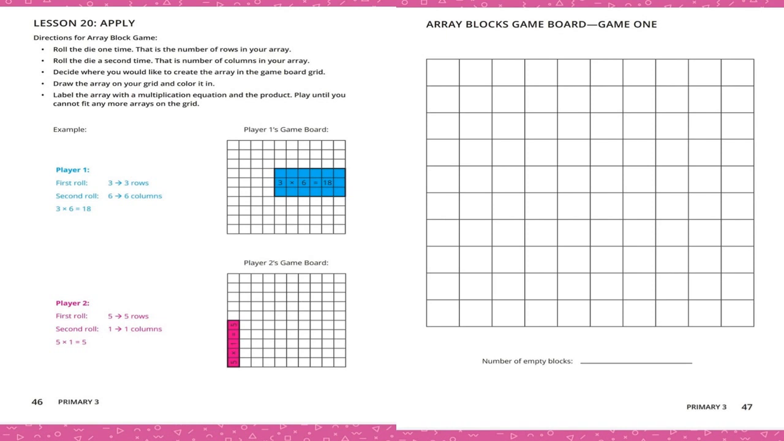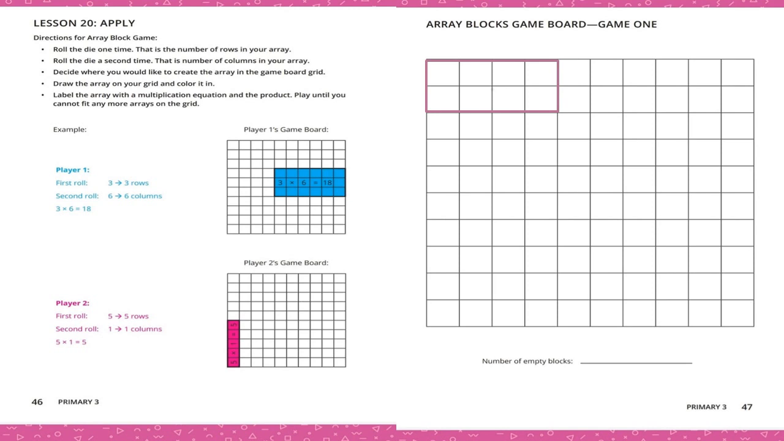Another example. First roll 5, we have 5 rows. Second roll 1, we have 1 column. So the multiplication equation is 5 times 1 equals 5. On the next page we have a grid and we will roll the die twice. The first one for rows and the second for columns.